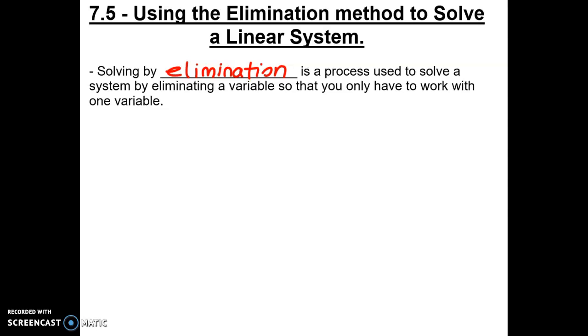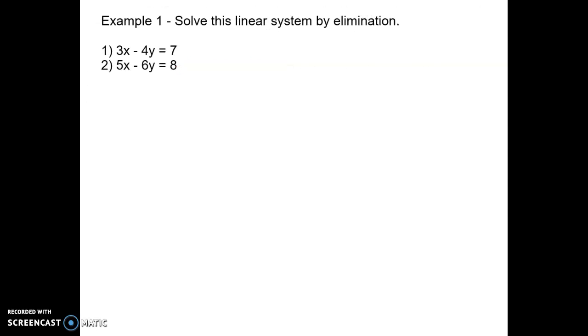Alright, so we're moving on to section 7.5, which is using elimination to solve a linear system. Solving by elimination is a process used to solve a system by eliminating a variable so that you only have to work with one variable. In substitution, we substituted out a variable. In elimination, we're eliminating a variable to get an answer in the other variable. So let's take a look.